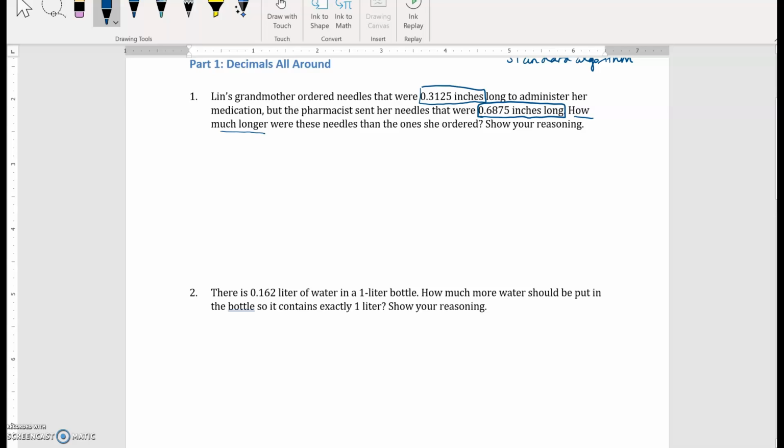Show your reasoning. So I want to first, as always, think about what operation am I going to do here. We see we're comparing two needles, and it says how much longer is one of them compared to the other. When we ask ourselves how much longer something is, we know that's going to represent subtraction. We need to find a difference between these two lengths to see how much longer it actually is. So to do that, I'm going to write my subtraction statement, which is 6,875 thousandths minus 3,125 thousandths.